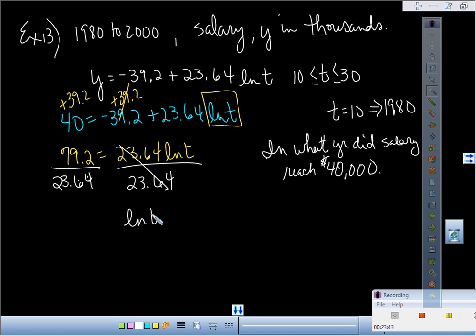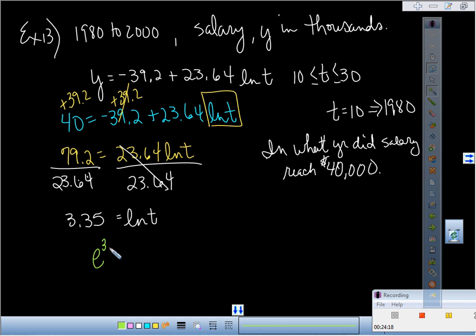So ln of t is equal to what? 3.35? All right, now what do we do? Let's just rewrite that thing. It's a log, so rewrite it as an exponent. What's my base? E. Why is it E? Because it's ln, people. If it's ln, it's always an E. Raised to the what power?